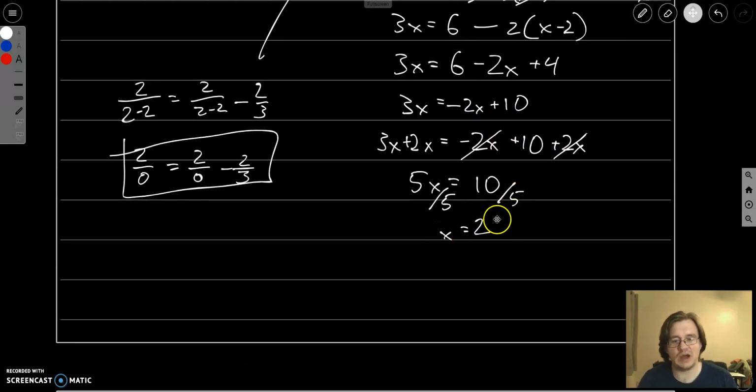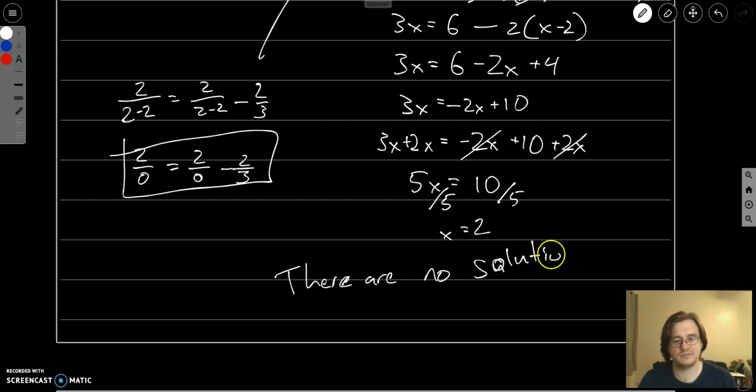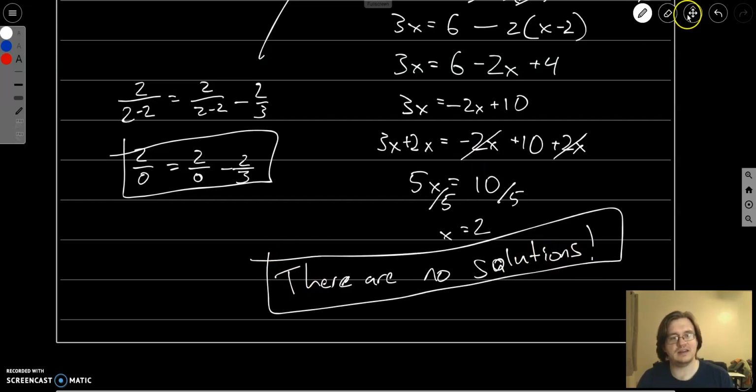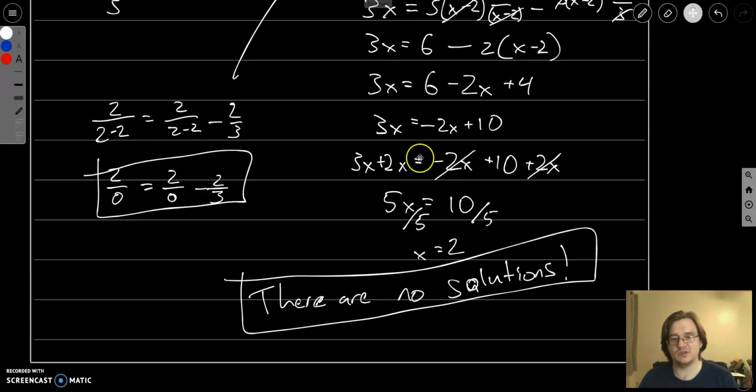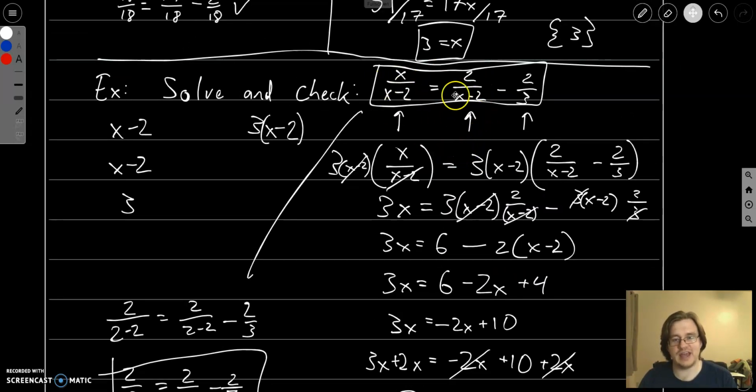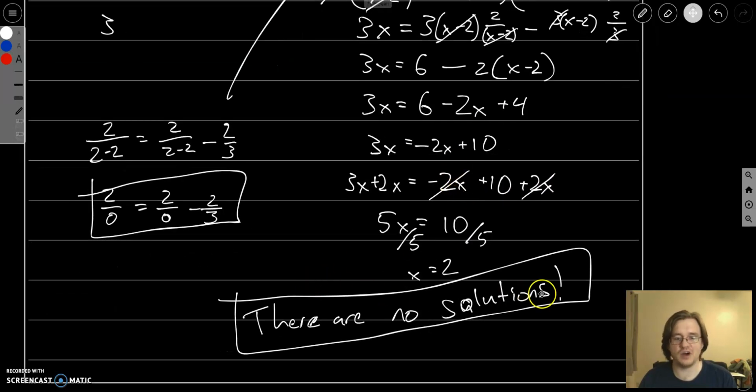So even though our calculations came out with x is equal to 2, there are no solutions. Again, inside of this expression, I'm dividing by x minus 2. So I can't divide by 0, so I know right away that x cannot be equal to 2. Since x is equal to 2 is the only possible solution, and it's not even possible, there are no solutions.